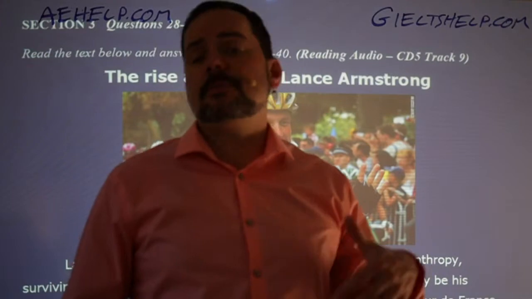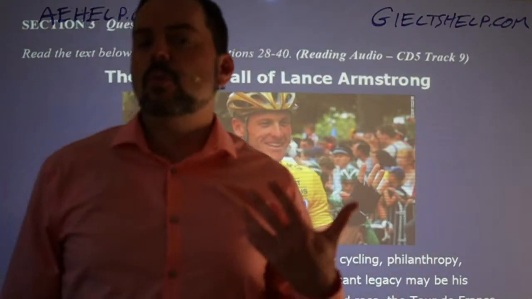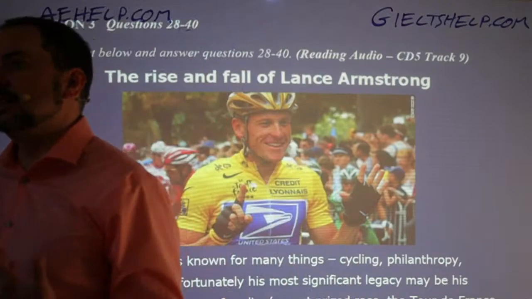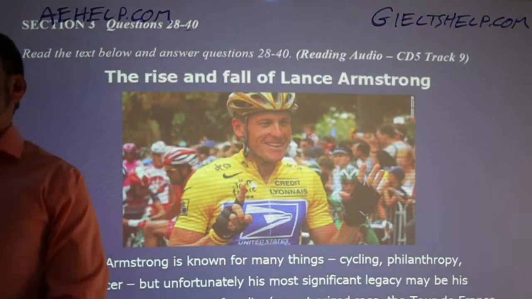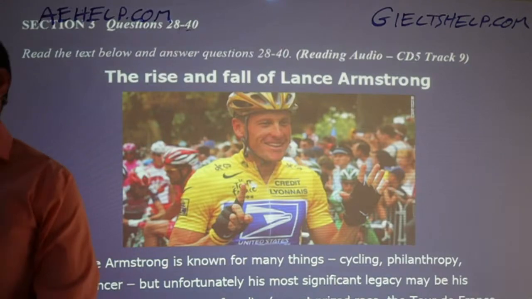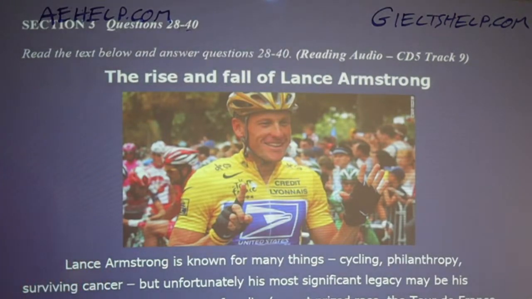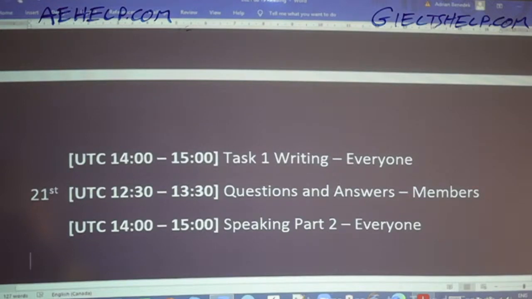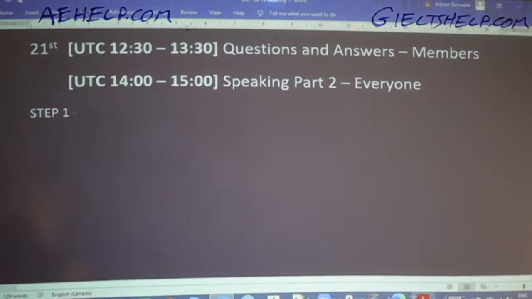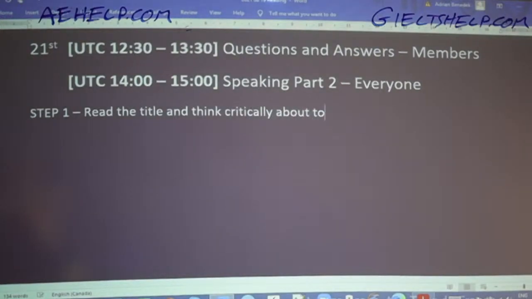So when you read the title, before you do anything else, think critically about it. So look at it and think about, okay, well, based on this title, what is this passage likely about? Artist says, Lance Armstrong is a road racing cyclist, maybe the most famous one of all time. Yeah, so step one, everyone, is always to read the title and think critically about it in order to predict the contents of the passage.